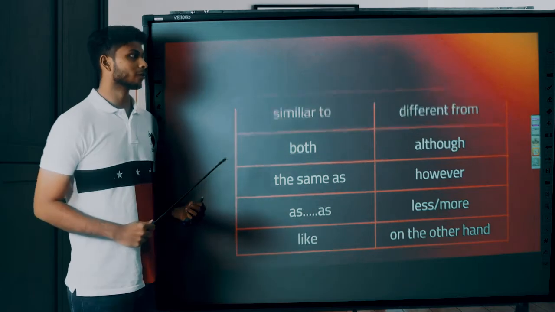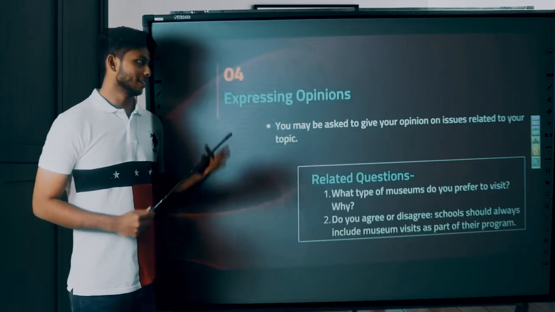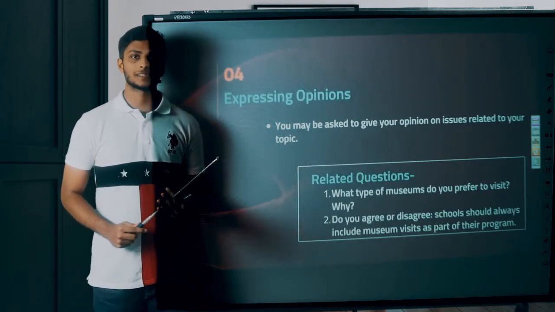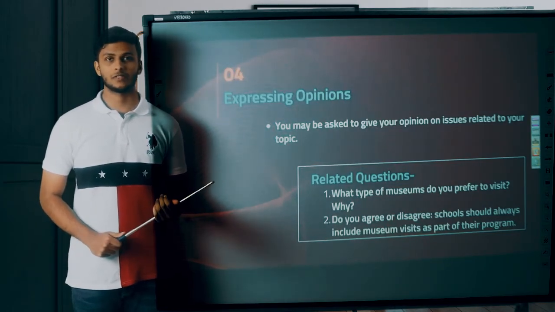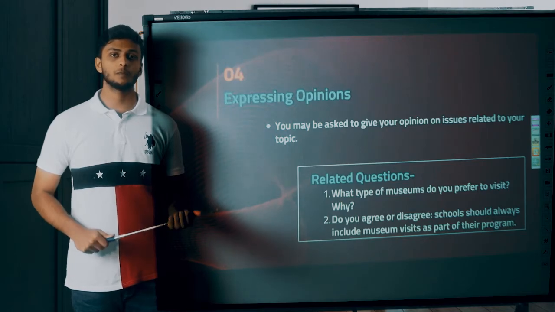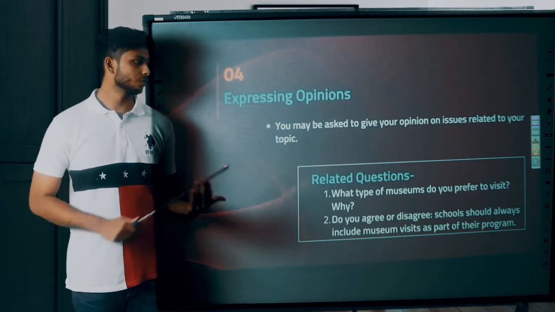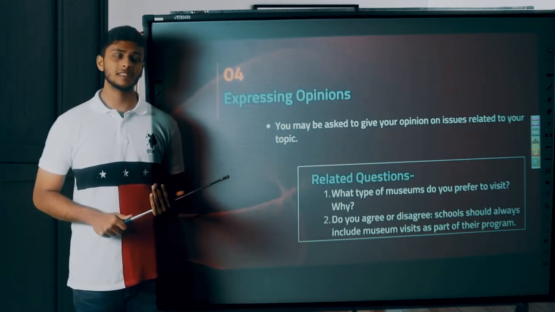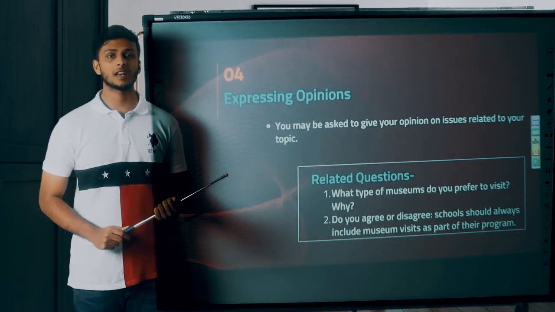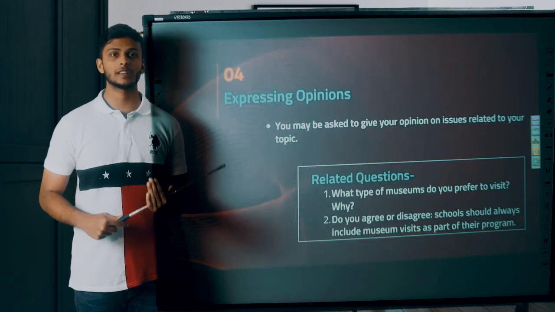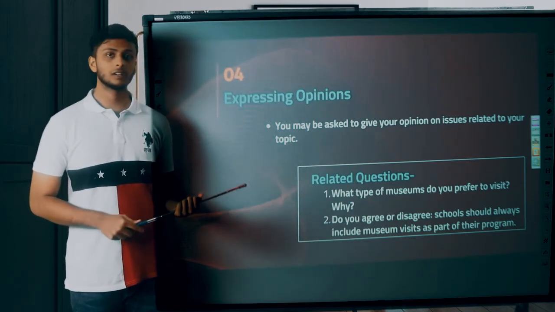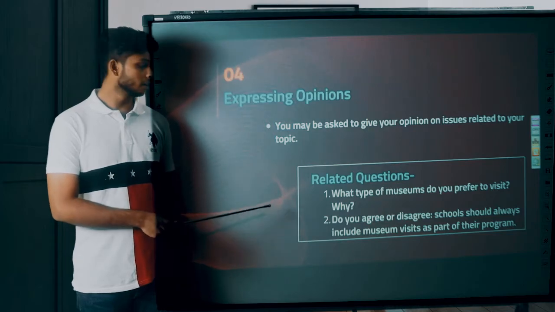Now let's move on to our last possible question type, and that is expressing opinions. This is the most common question type of the IELTS Speaking Test Part 3. You may be asked to give your opinion on issues related to your topic. So as this is the discussion part, the examiner is asking for your opinion, what you actually think about an issue. So look at some of the related questions here.